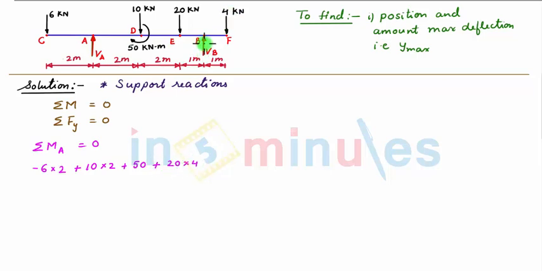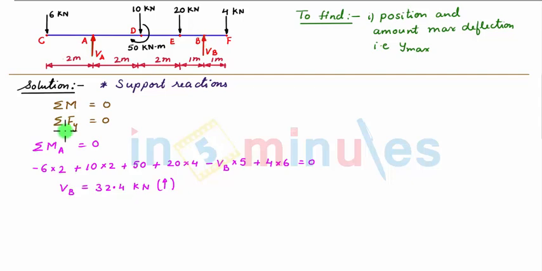Then we have an anti-clockwise moment caused due to the upward vertical support reaction VB acting at a distance of 5 meter from point A. So we have minus VB into 5. Then we have a clockwise moment caused due to the force 4 kilonewton acting downward at a distance of 6 meter from point A. So we have plus 4 into 6. And the summation of all these moments about point A is equal to 0. We see we have only one unknown, VB. By solving we get the value of VB as 32.4 kilonewton, which is positive. So our assumption is true. VB is acting upward.